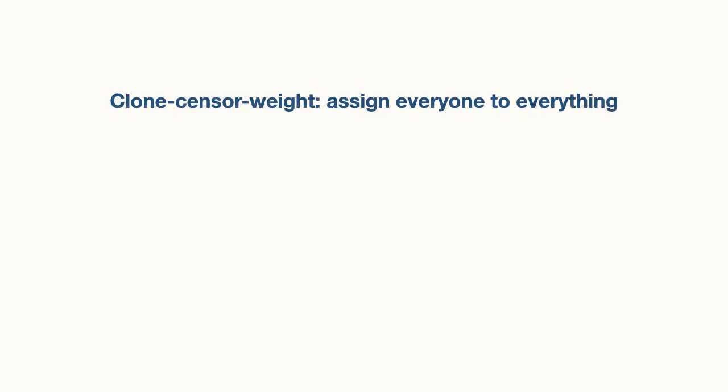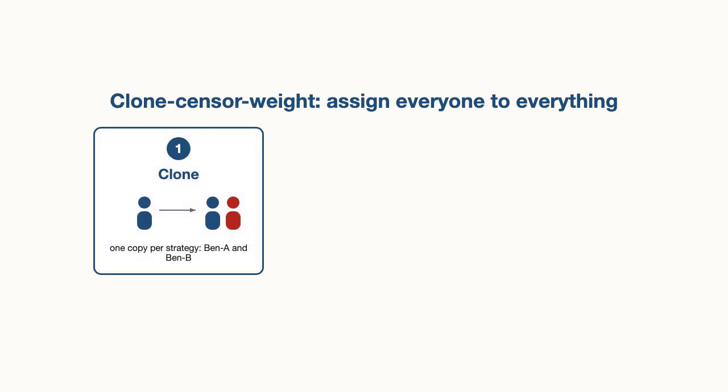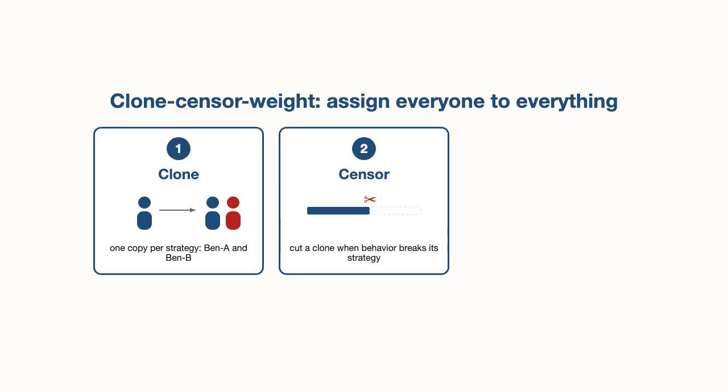Thread 2 is harder because no baseline fact tells you Ben's arm. The clone-sensor-weight design refuses to choose. 3 moves and you already own 2 of them. 1. Clone. At time 0, give every patient 1 copy per strategy, a Ben who initiates within 90 days and a Ben who never does.